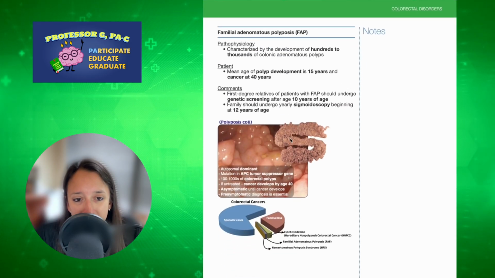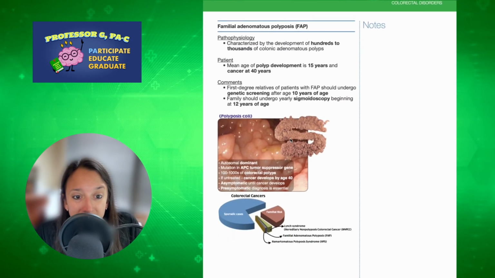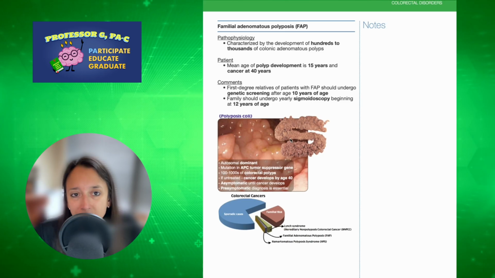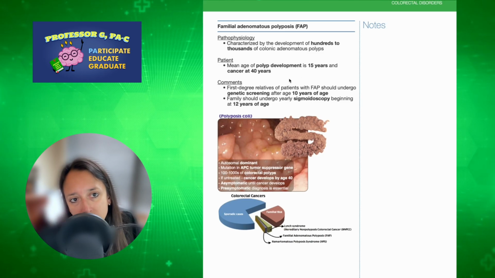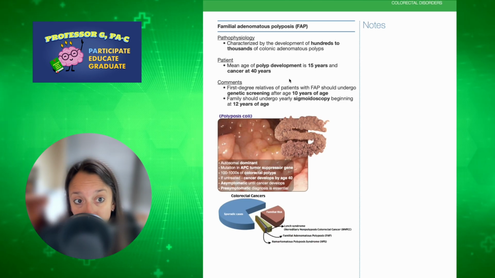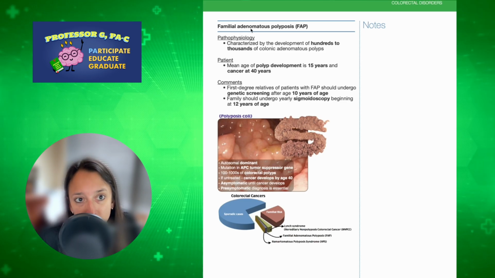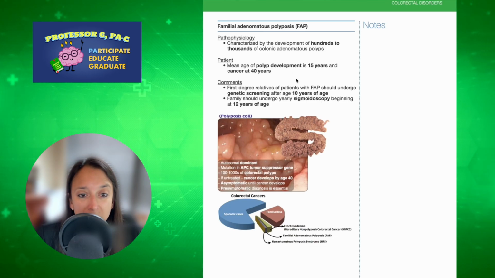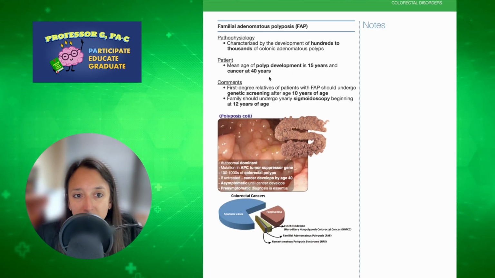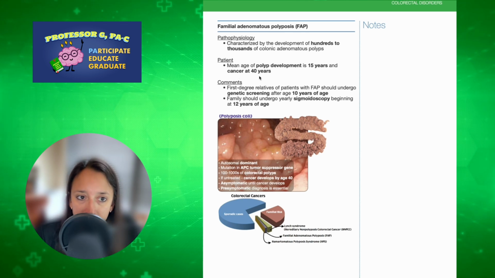All right, FAP. FAP is one of those things that I've never seen in clinic, but we have to know that it exists. So we'll see hundreds, blankets of polyps within the colon, and they are often adenomatous polyps because it is familial adenomatous polyposis. And the mean age of polyp development is 15 years. So they're developing them as kids, and 100% of them will have cancer, usually by the age of 40. So we need to find these early.